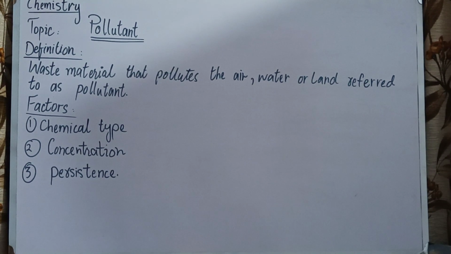Now come to the types of pollutant. There are 7 major types of pollutants I am going to discuss. The first one is air pollutant. Air pollutants are those species that are present in air and harm the air and living organisms. Air pollutants change the weather badly, affect the human health, damage the plant and destroy buildings.